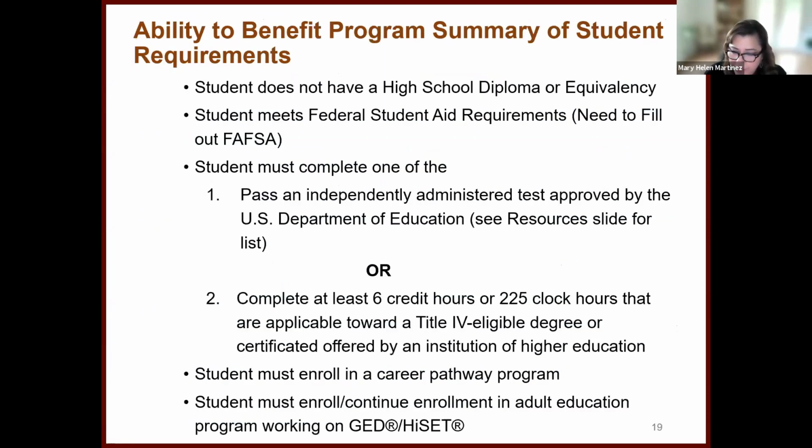It's awfully critical to establish partnerships. Oh, I'm sorry, just ability to benefit programs. So if you're thinking about it, here's a summary of the student requirements. They don't have a high school diploma or its equivalency. They have to fill out the FAFSA application. They have to complete that test, and we use at Alamo, and I'll go through this in a minute, the AccuPlacer. Or they have to have completed 6 credit hours. They have to enroll in a career pathway program. And they have to enroll or continue enrollment in their adult education program, continuing to work on their GED or their HiSET.